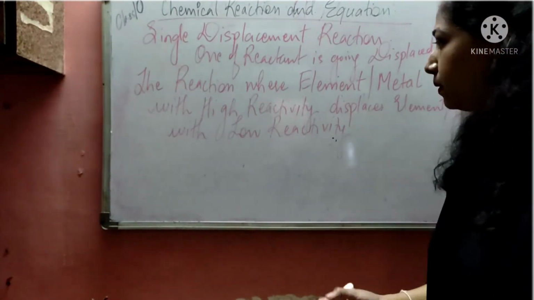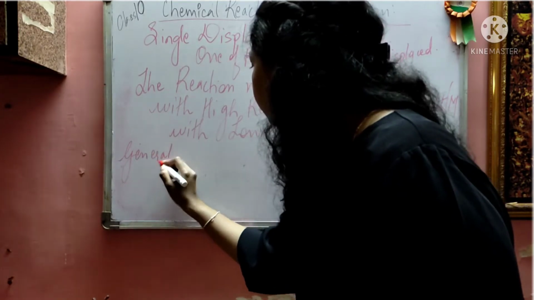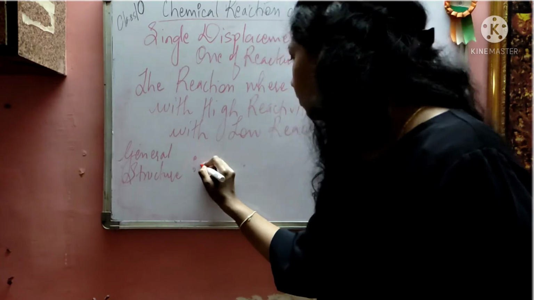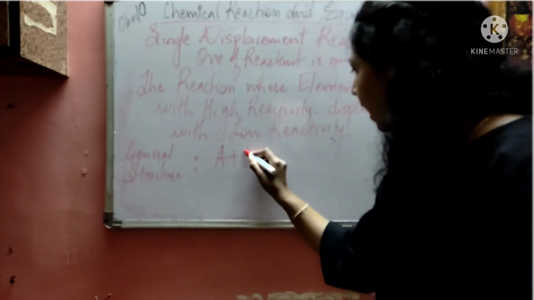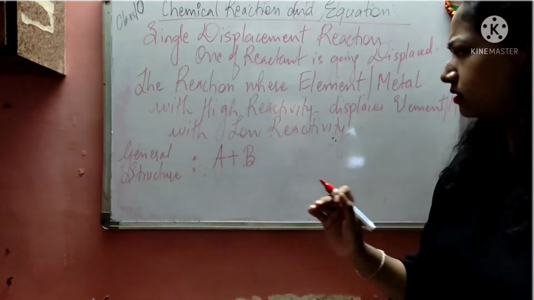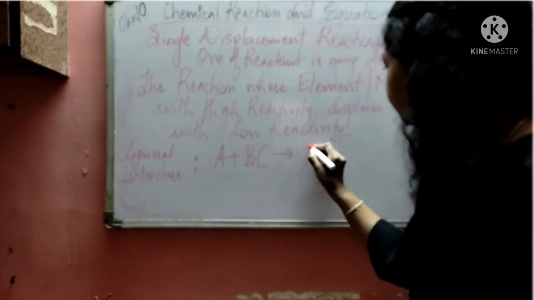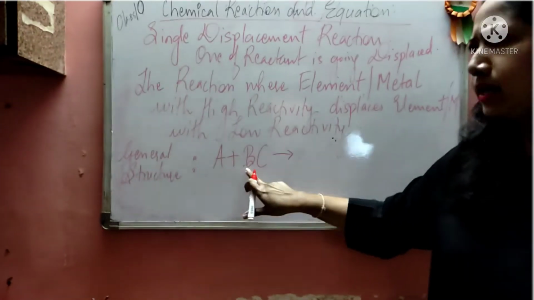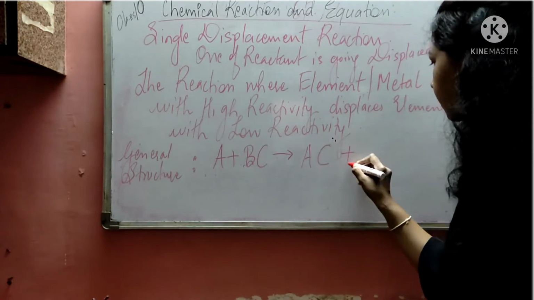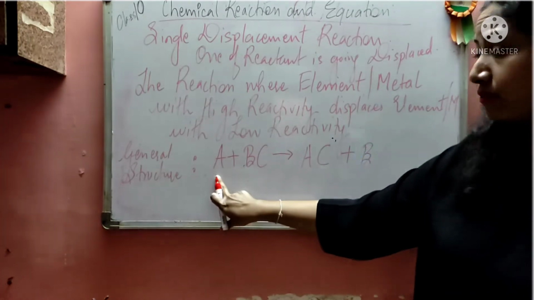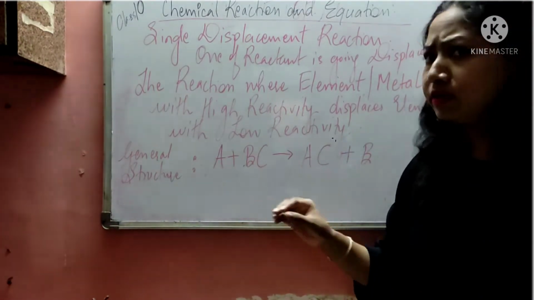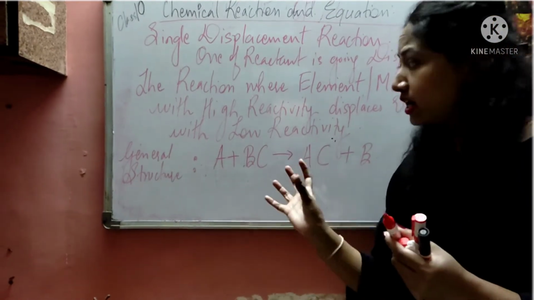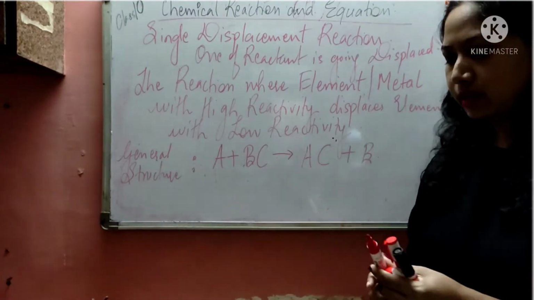I'll explain it with the help of an example. The basic general structure is: this is A, a reactant which is highly reactive, and this is B, another reactant which is less reactive, and this is another one. Now these are going to react, and this is going to get removed. This is one reactant, another reactant, and a third reactant. This is the element with high reactivity, this is the element with low reactivity. So the element with high reactivity is going to remove it and take its place. I'll explain with an example, you will understand it better.